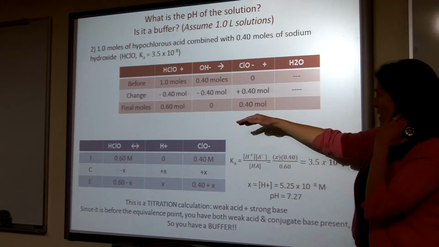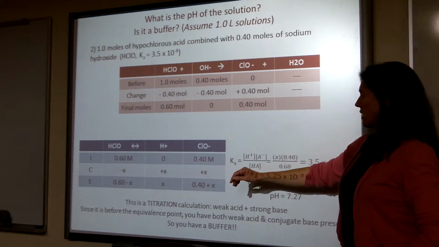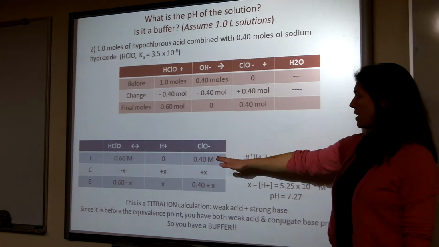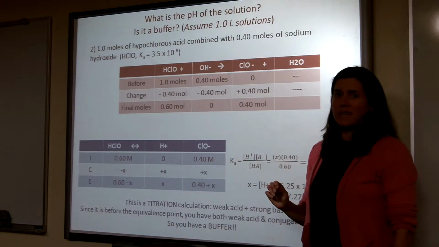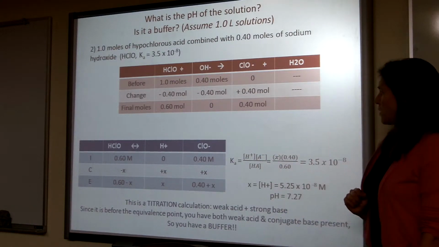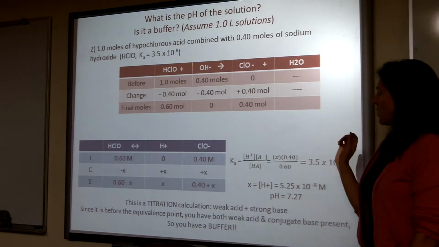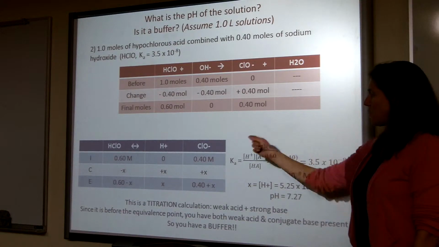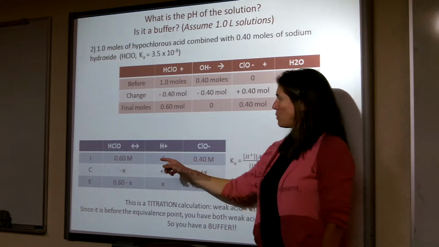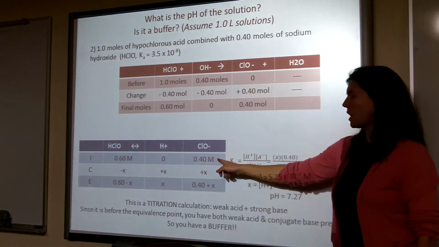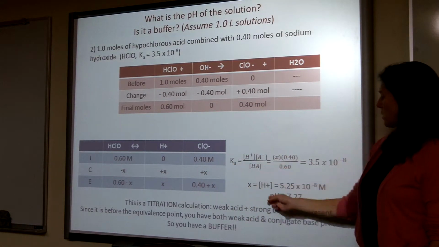After I figure that out, I'm going to go down and make an ICE chart. And in my ICE chart, I should plug in my molarity values. Since they're dissolved in 1 liter, that makes finding my molarity really easy. So I plug it into my ICE chart, and notice that when I have a buffer, what's different about the ICE chart is I'm going to have a value on both sides of the arrow. So I'm going to start out with some of my reactant and some of my product. So I plug this into my K expression.